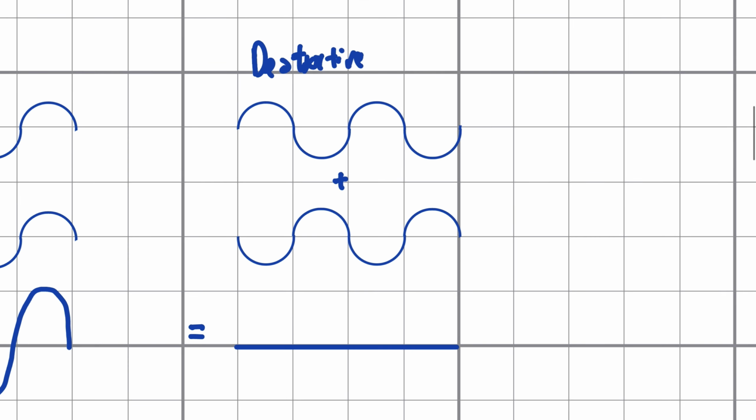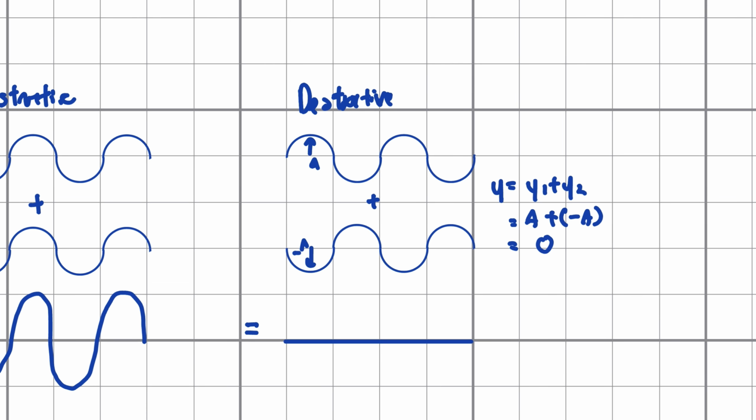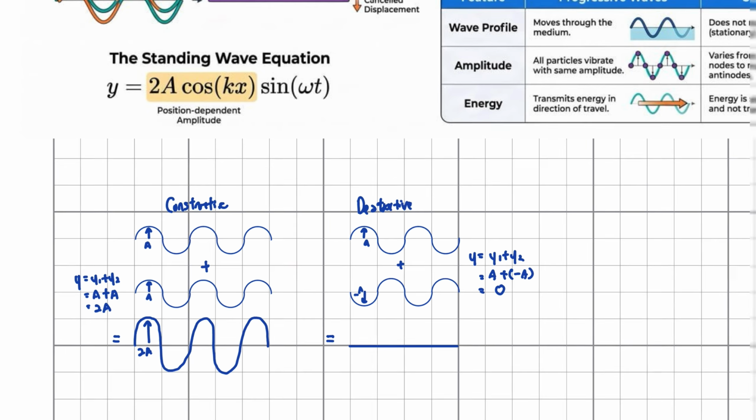Why? Because if this is your amplitude, this is your negative amplitude because it's downwards. So if the principle of superposition is y equals y1 plus y2, in this case A plus negative A, you will end up with 0, no amplitude. So this is what we call destructive interference. This is how we apply the principle of superposition to explain constructive interference and destructive interference.